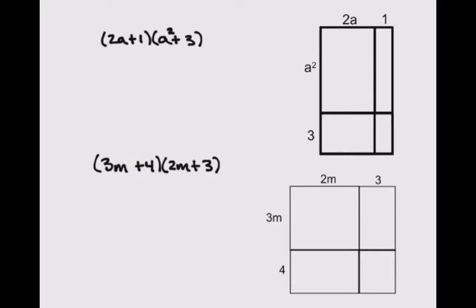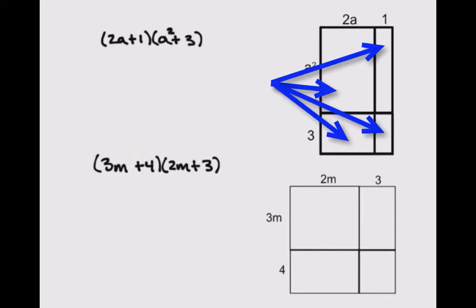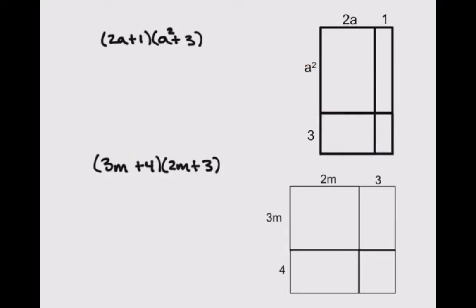Once again, the way I like to think about this is with a rectangle who has one side of length 2a plus 1 and one side of length a squared plus 3. Now, the full rectangle is made up of these 4 individual rectangles. So if we can find their areas, we can find the areas of the whole. Well, those 4 areas shouldn't be so bad.